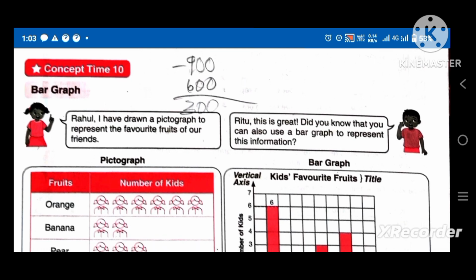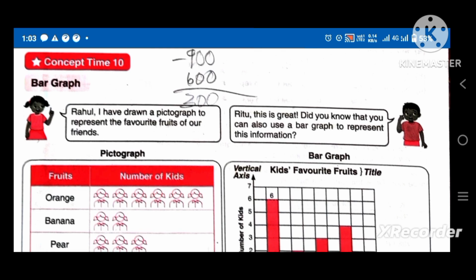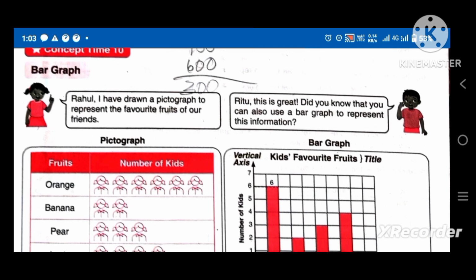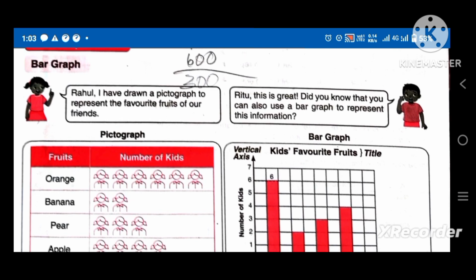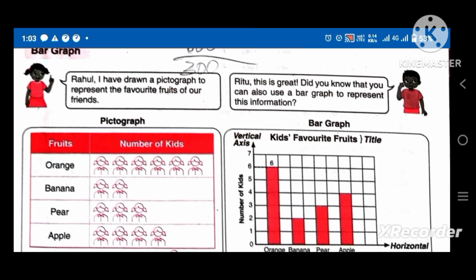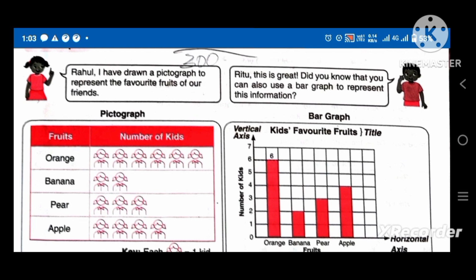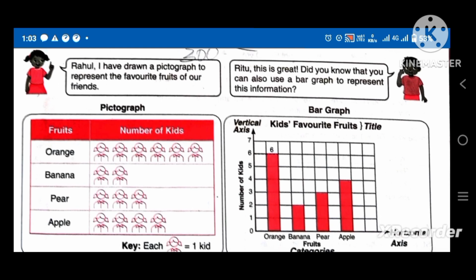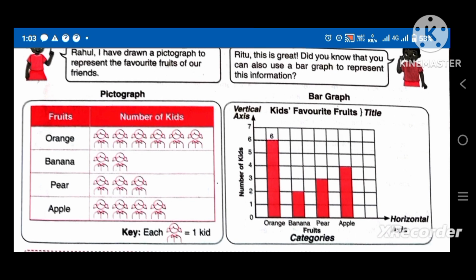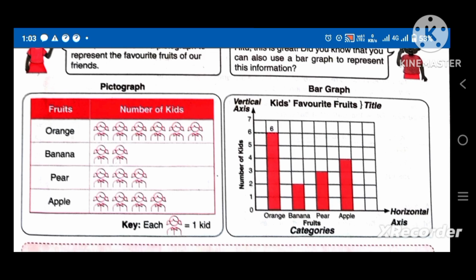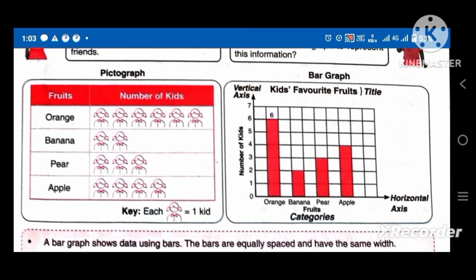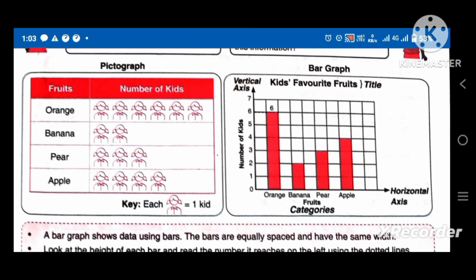Title, axis. Pictograph, fruits: orange, banana, pear. Number of kids: orange 6 kids, banana 2 kids, pear 3 kids, apple 4 kids. Key is each one picture is equal to one kid. Here the bar graph is like this.